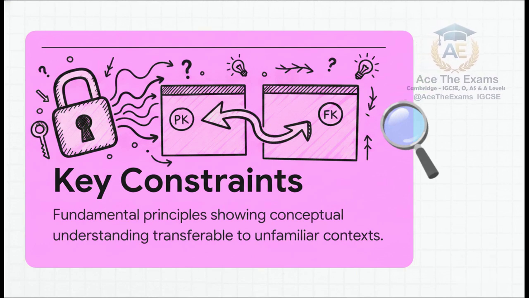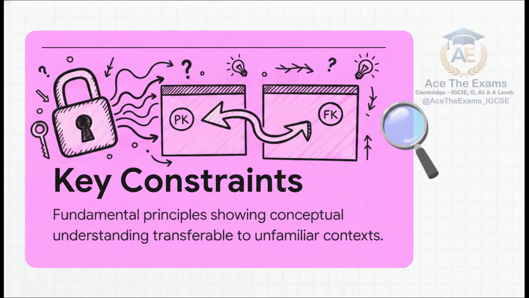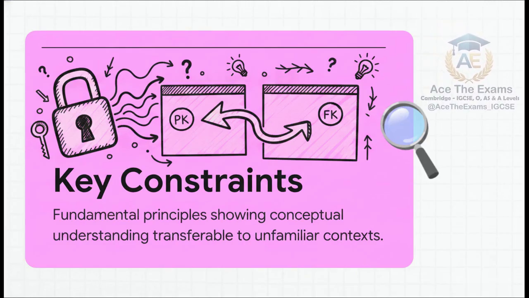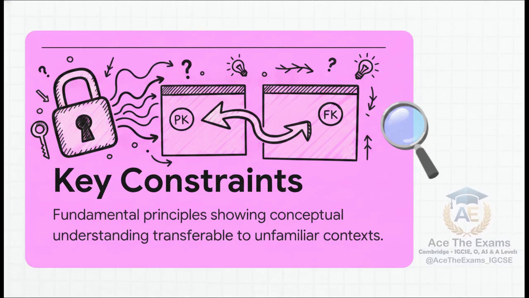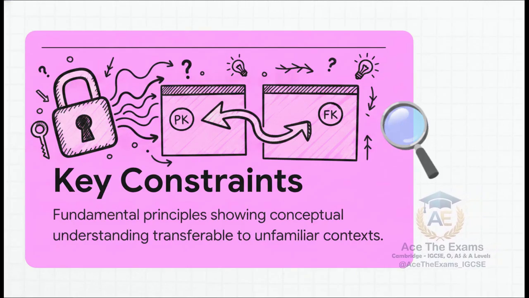Period. Conversely, the foreign key constraint is the absolute cornerstone of referential integrity. It is a structural tether. When you write foreign key, department ID, references, department ID, you are creating a strict, almost biological dependency between two tables. You are preventing orphan records.